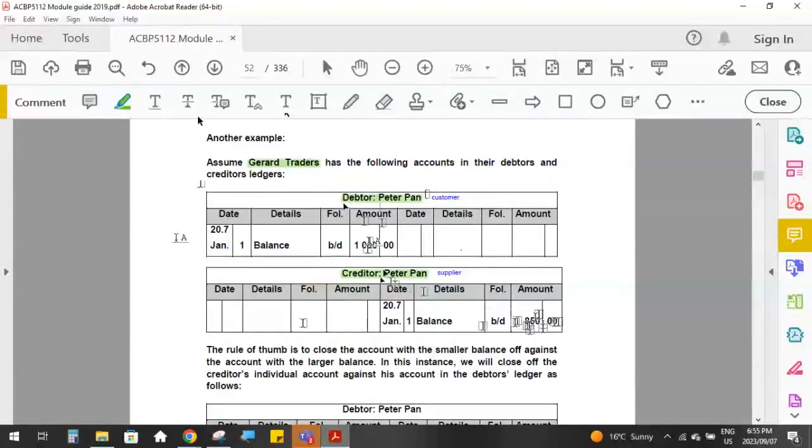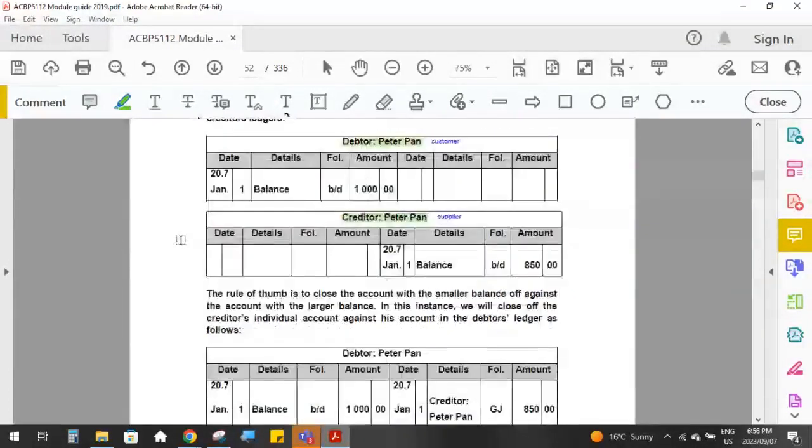So by debiting creditors control, this creditors control will go to 0. We're going to debit it with 850. So credit 850 and debit 850 equals a net amount of 0. And then we will credit debtors control 850, which will leave us with a balance of 150 in our debtors control. So Peter Pan then only has to pay us 150 Rand as one transaction to settle both of these accounts.